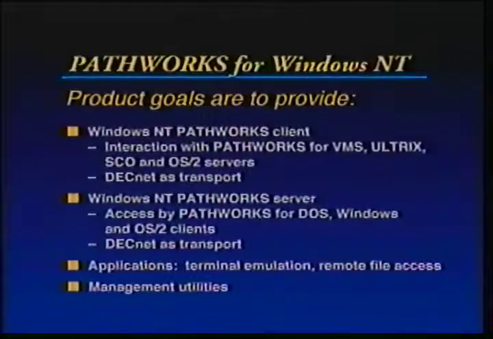So in other words, if you set up a Windows NT system as a PathWorks client, that user at that PC will be able to interact and gain information from VMS, Ultrix, SCO, OS2 systems that are running PathWorks servers. You'll be able to use DECnet as a transport, but it's also going to work with TCP/IP or NetBEUI. In addition, you can set your Windows NT system up as a PathWorks server.